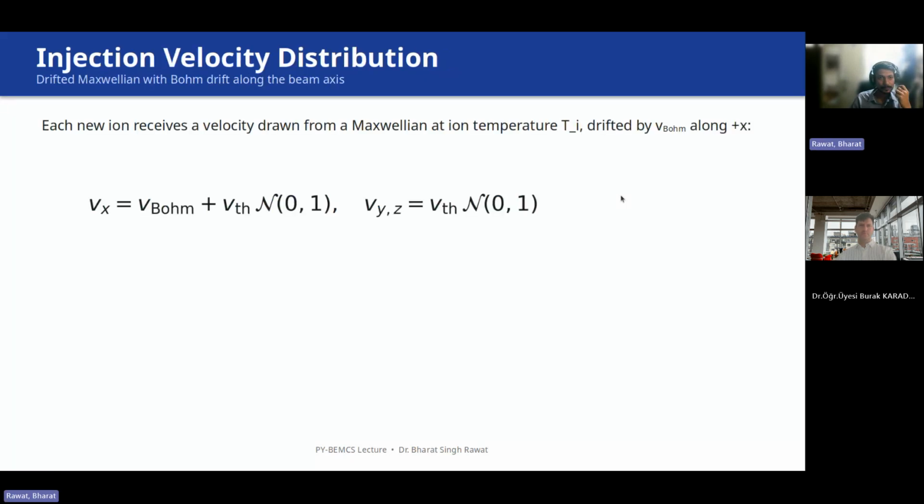And the velocity distribution is again randomly sampled. So you have in the x direction your Bohm velocity plus some thermal randomness from this velocity distribution, and in the y direction you have again a 0 to 1 random number generator, and then you generate a thermal velocity using this formula in the y direction and in the x direction.